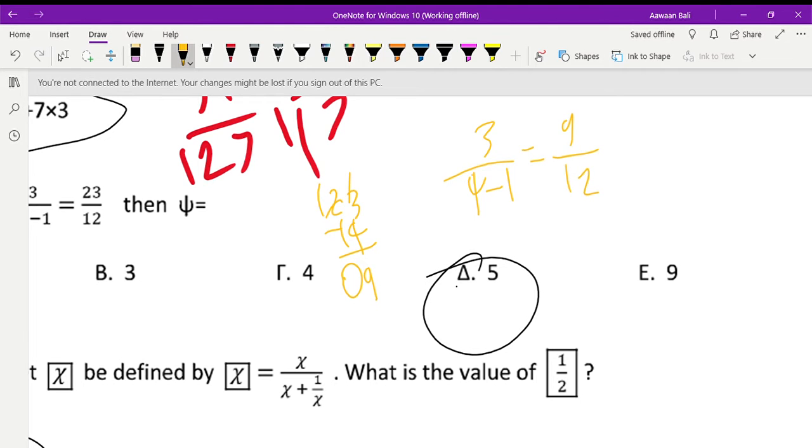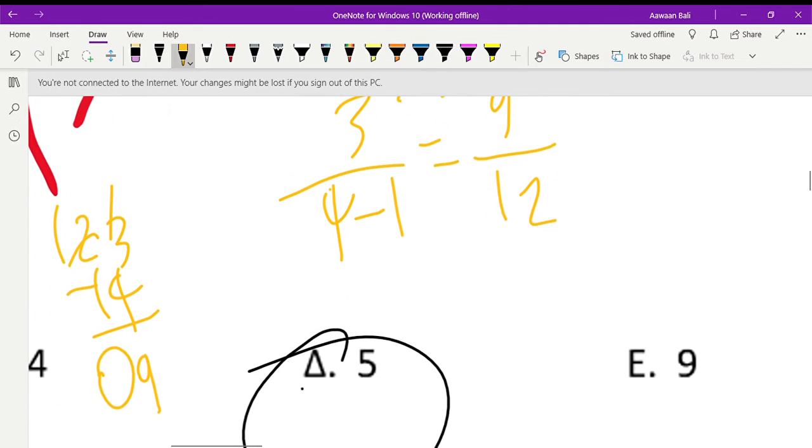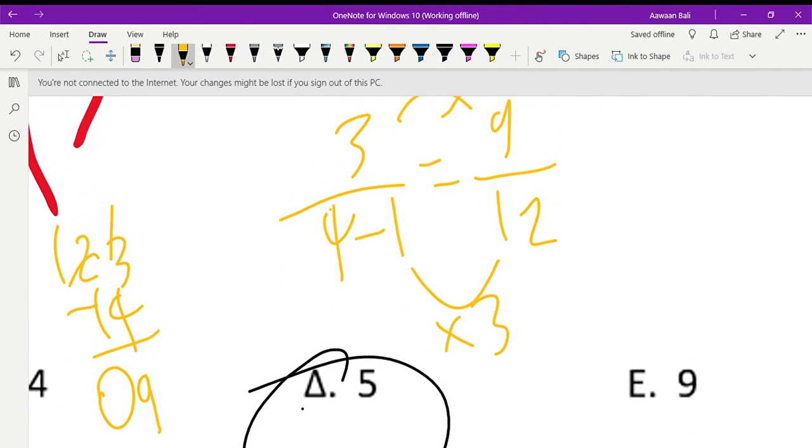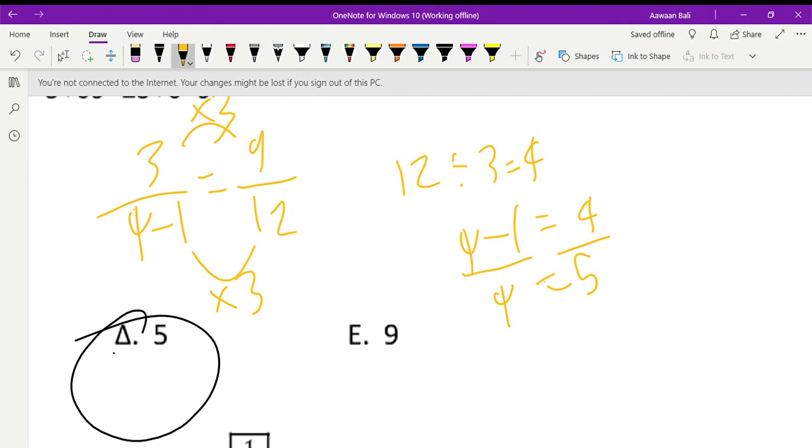Now if you look, this is multiplied by 3, which means this will also be c minus 1 multiplied by 3 is 12. So when you do the inverse, 12 divided by 3 is 4, which means c minus 1 is 4. That means if you add 1 to both sides, c is equal to 5. If you notice here, it's still equal, because when I added 1 to this side and this side, if you treat them the same, they'll be equal.